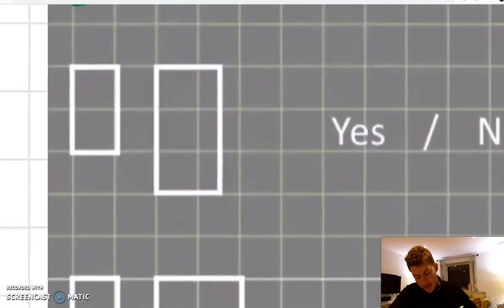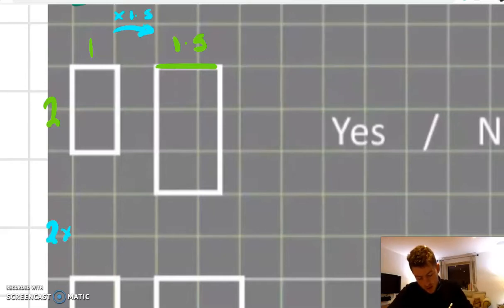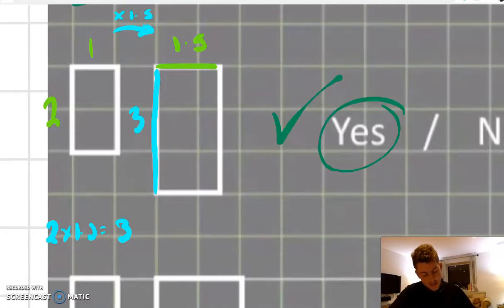Here, same again, it's got a height of 2 by 1. We're going to be really careful here. Look at that, it's 1.5. So to go from here to here, we've multiplied it by 1.5. 2 times 1.5 equals 3. Does it have a height of 3? Yes, it does. So is it similar? Yes, it is.